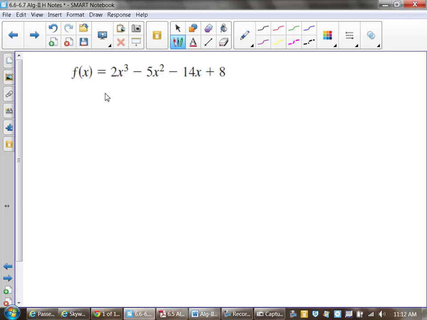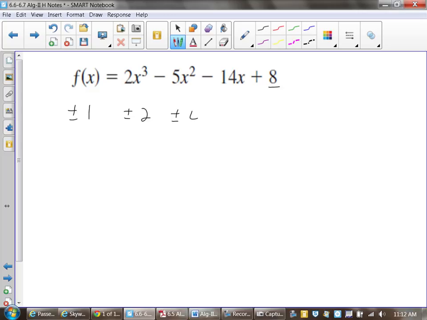Our leading coefficient now is not 1. What is it? 2. What are all the factors of 2? 1 and 2. So we start again by listing out all the factors of the constant. All the factors of the constant are going to be 1, 2, 4, and 8, right? Divide all those by 1, because what are your factors of 2? 1 and 2. And then you have to do it again. 1 over 2, 2 over 2, 4 over 2, 8 over 2.